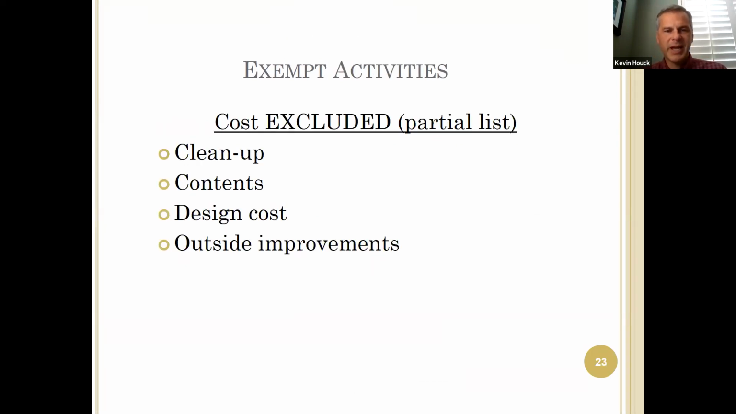Okay, here are some exempt activities that refer to what we talked about on the previous slide. Cleanup, contents. If you're not modifying the structure, but you're completely remodeling inside, that does not count. Design costs, outside improvements. So if you make landscaping changes, that does not get incorporated into the substantial calculation.